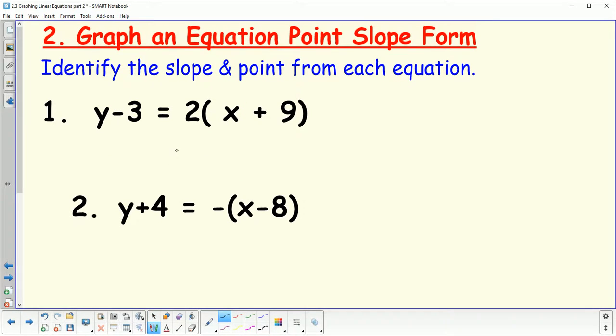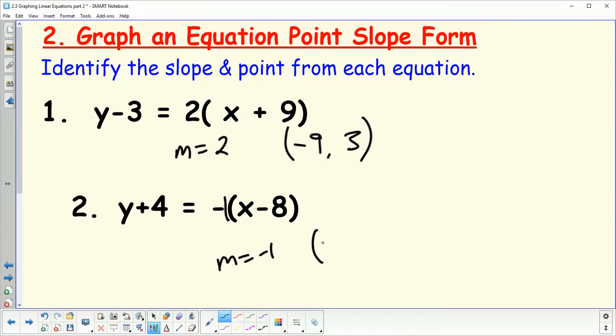So in this first one, to identify the slope, we're going to get 2. And then our point, remember, is opposite. So this will be (-9, 3). The second one, since there's no number here, we need to keep in mind there's actually a -1. So your slope is -1, and your point is going to be at (8, -4) this time. Remember, they are always opposite here.